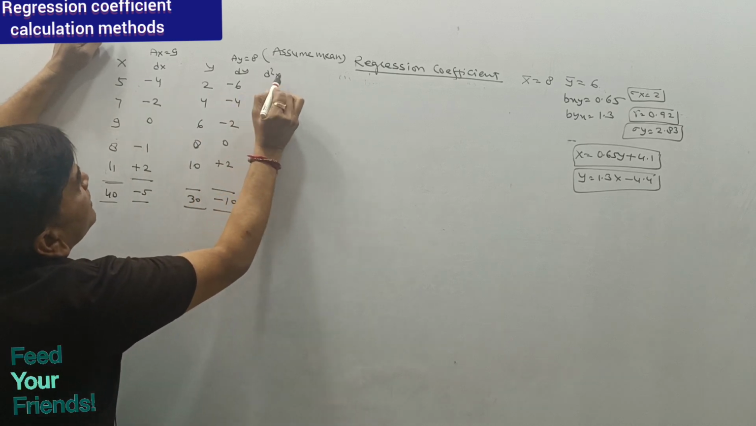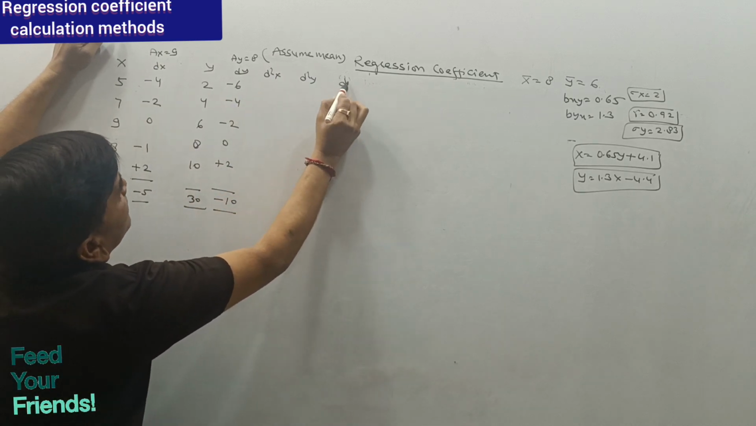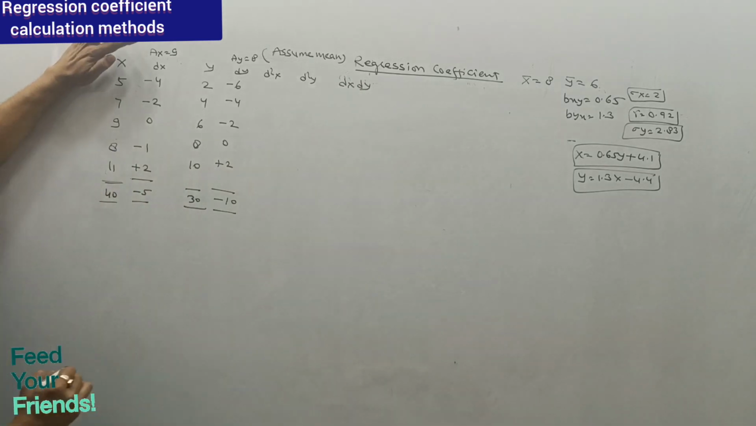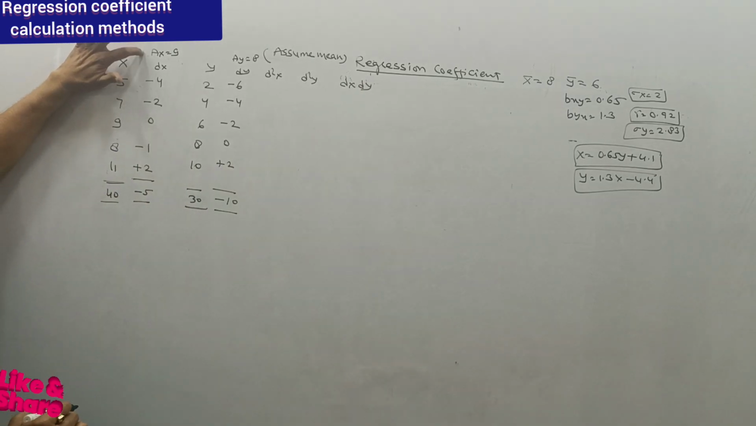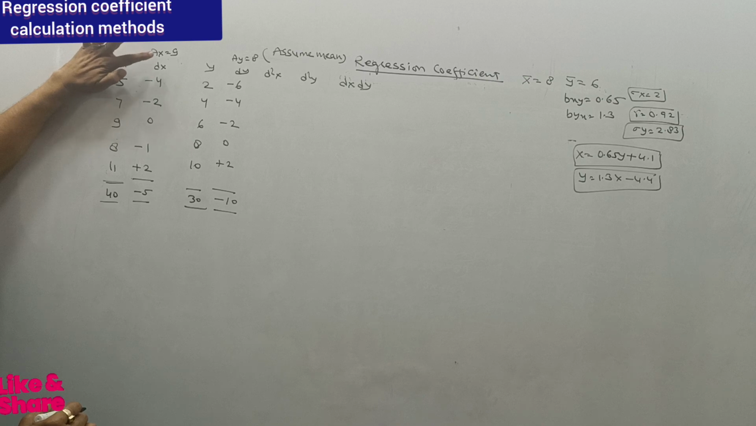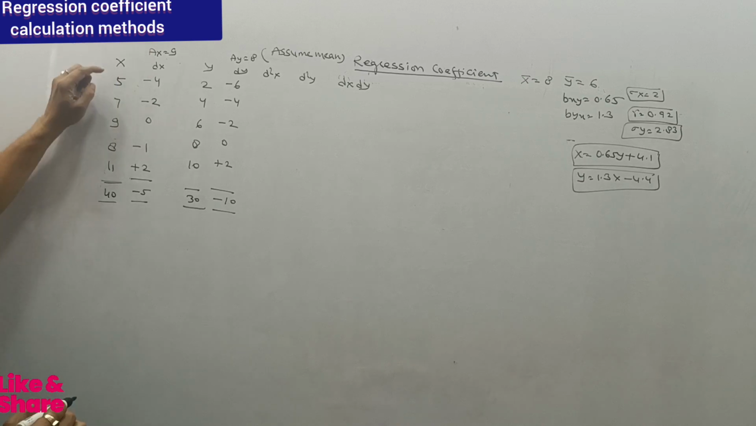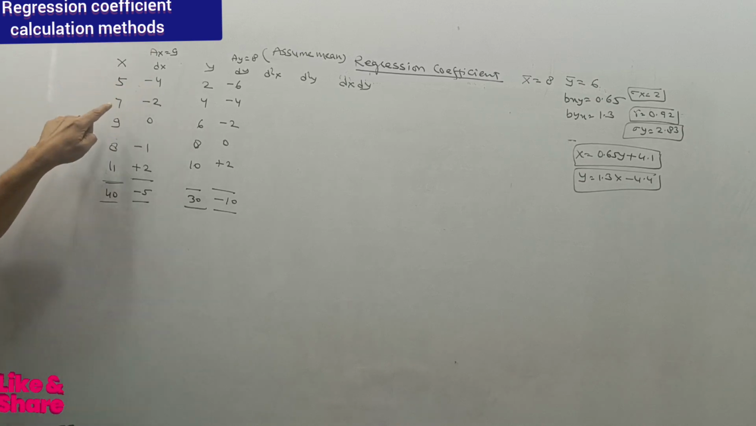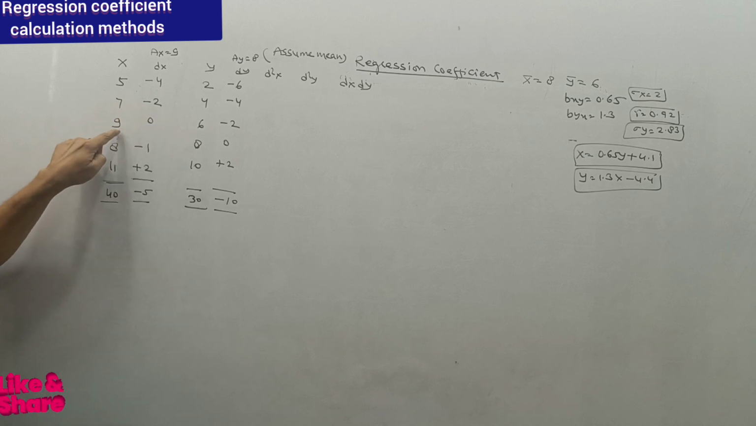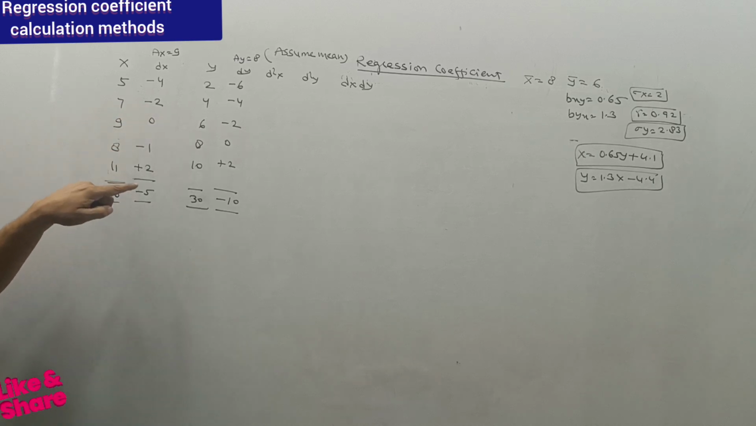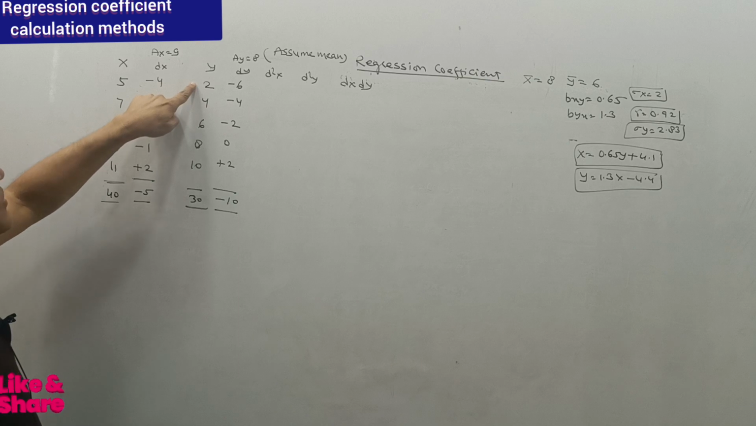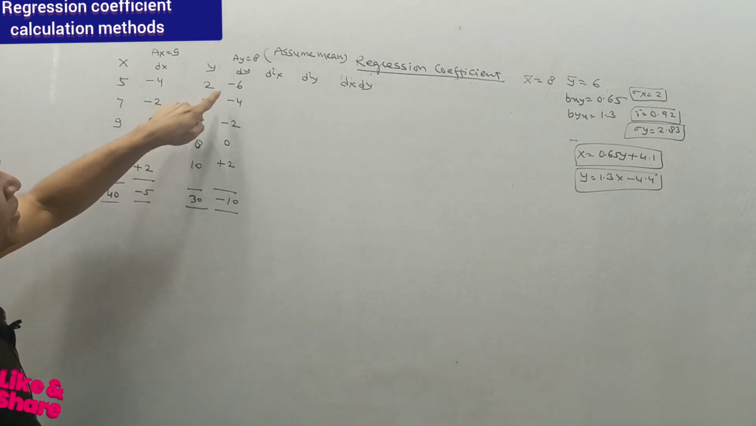So d square x, d square y and dx dy we require. We already know that the actual mean is 8, that's why I have assumed 8 and 9. So 5 minus 9 is minus 4, 7 minus 9 is minus 2, 9 minus 9 is 0, and so on. Again here 2, 4, 6, okay.